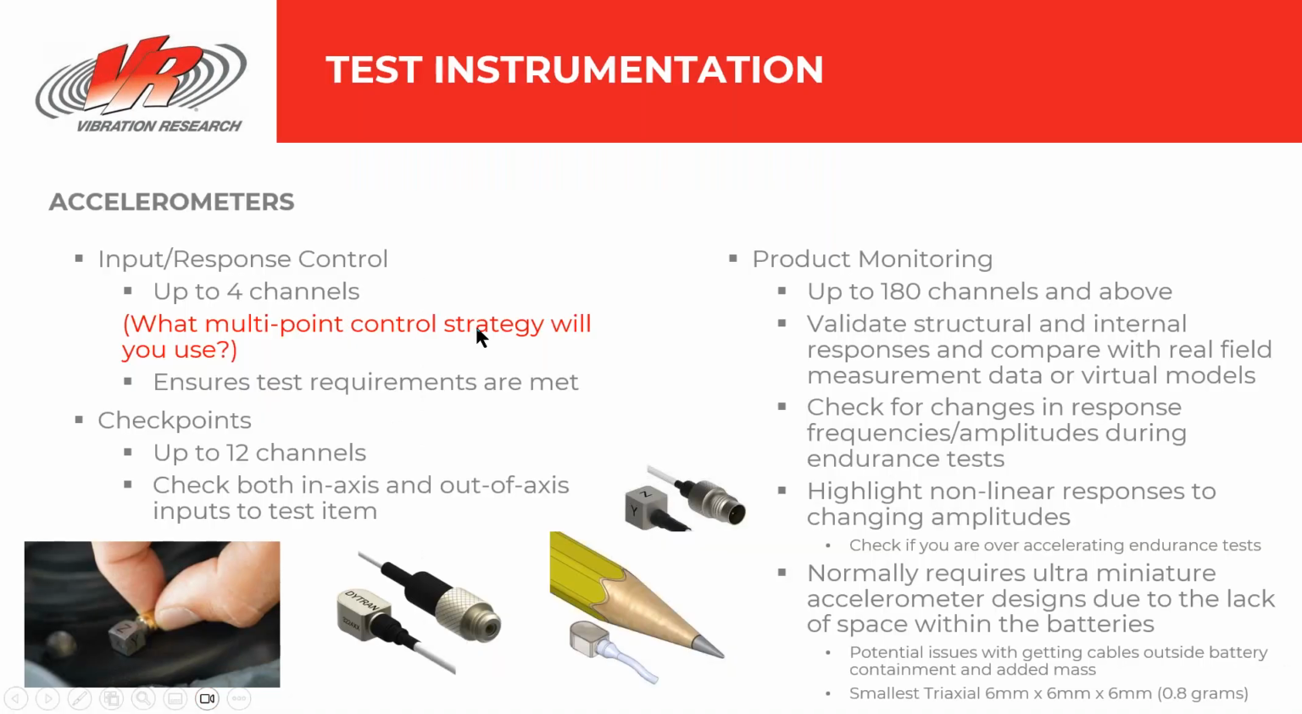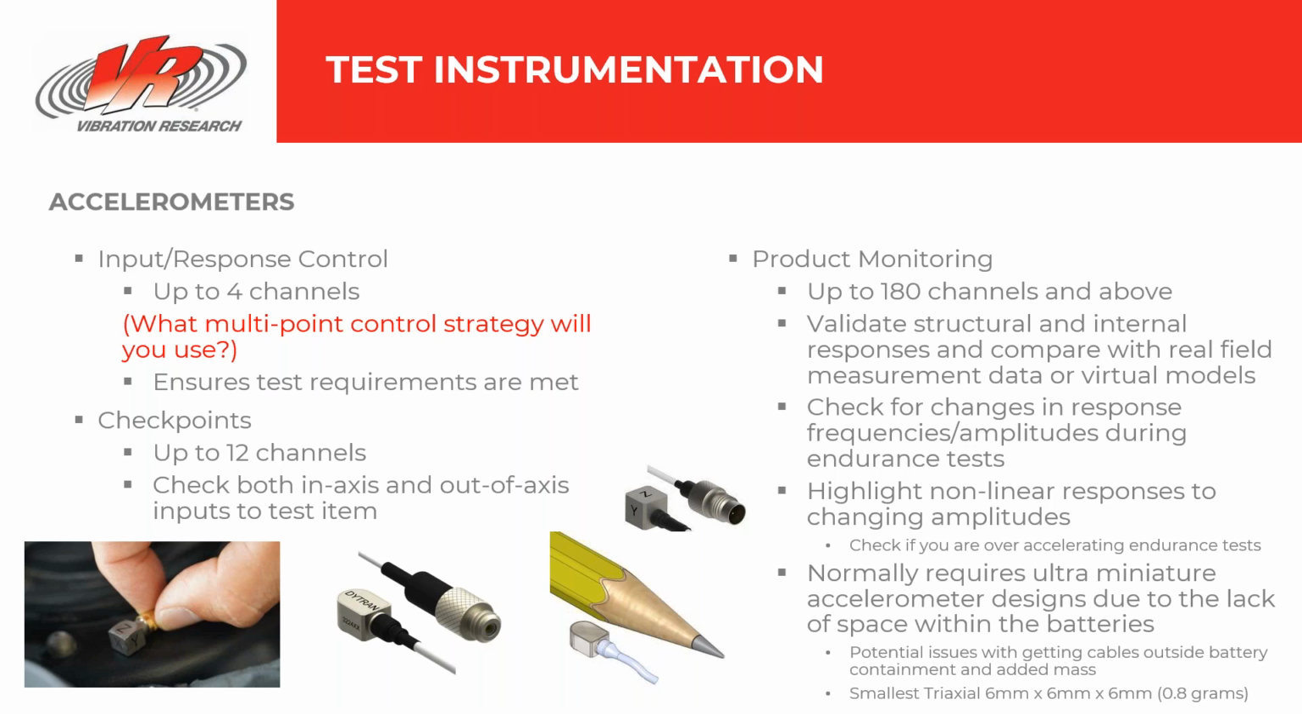Okay, so just looking at test instrumentation. So generally we're looking at accelerometers for controlling the tests. Generally we're looking at about 4 channels of vibration control as a maximum when doing a test. You generally won't want to put more than 4 channels as control, but you need to look at your control strategy, and what we mean by that is where you're putting your control accelerometers, and then are you using maximum or average control, and this really starts looking at the different inputs to your test item, your battery, to ensure your test requirements are being met.